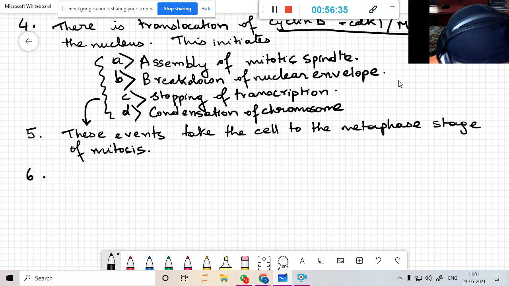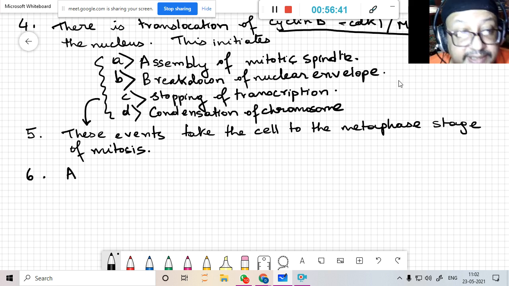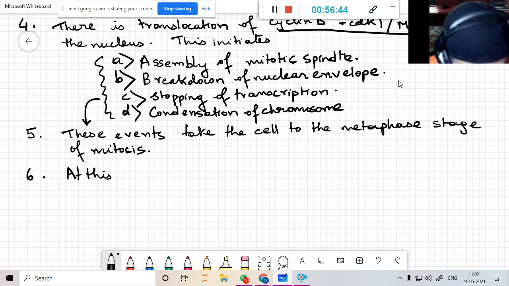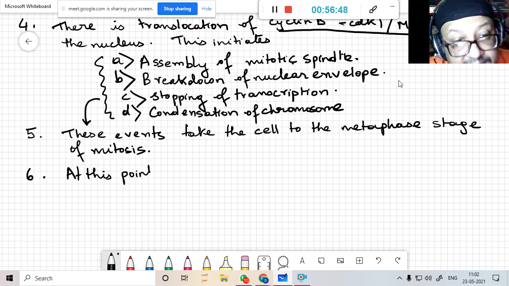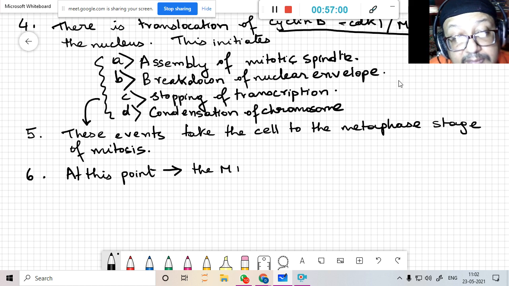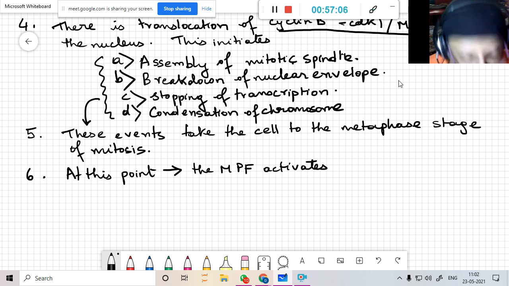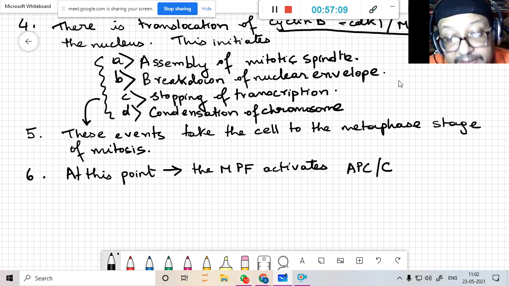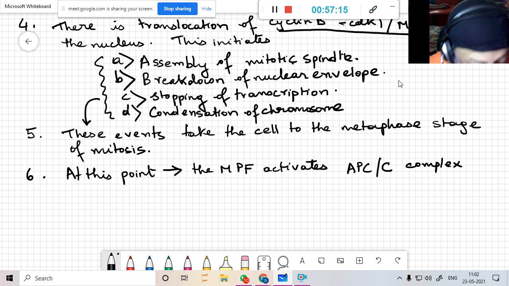Now let's go to the sixth point after this. At the metaphase stage, at this point, the MPF activates the APC/C complex. That is the third checkpoint. Activates the APC/C complex, which allows the sister chromatids at metaphase to separate.